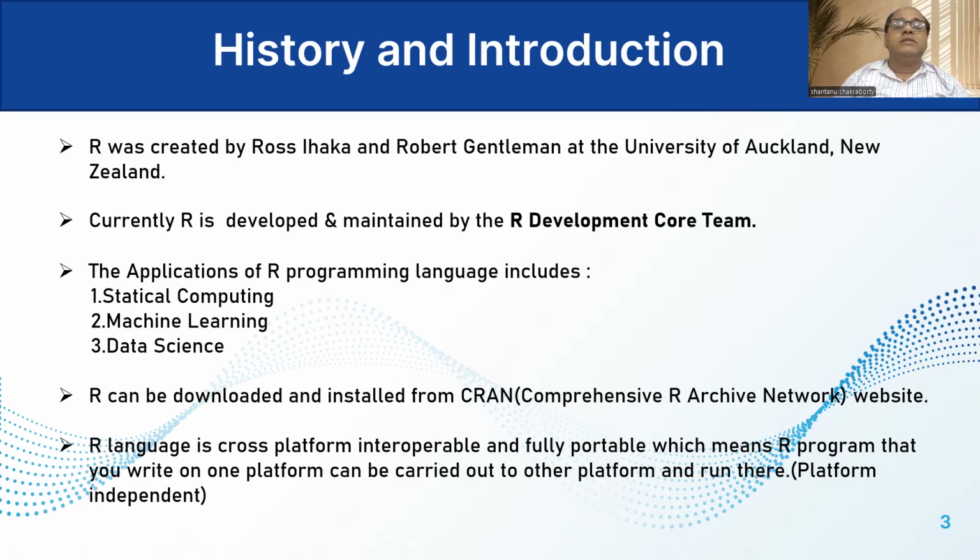R is also extensively used in data science. Data science applications, which are mostly statistics based, depend on R. R can be freely downloaded and installed from any website, which is absolutely open source. And R is a cross-platform, interoperable, and fully portable software. That means when you write a program in R, it can be carried from one platform to another. So these are some of the characteristic features of the R programming language that make it unique and very useful to the target users.